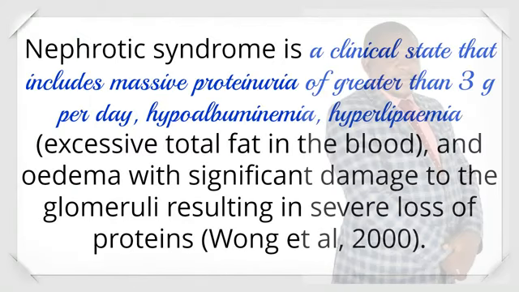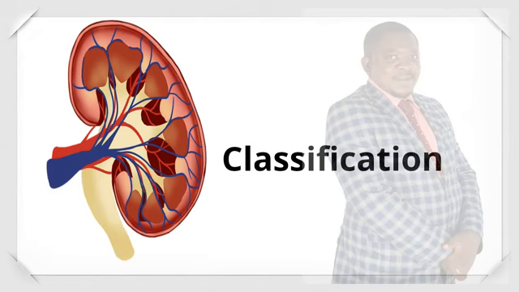Definition. Nephrotic syndrome is a clinical state that includes massive proteinuria of greater than 3 grams per day, hypoalbuminemia, hyperlipemia, excessive total fat in the blood, and edema with significant damage to the glomeruli, resulting in severe loss of proteins. Wang et al. 2000. Classification.